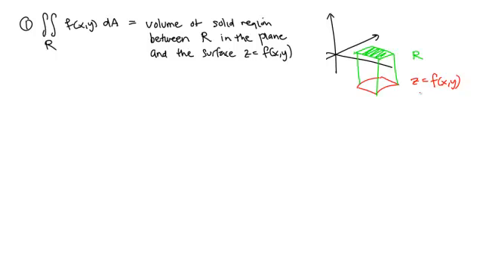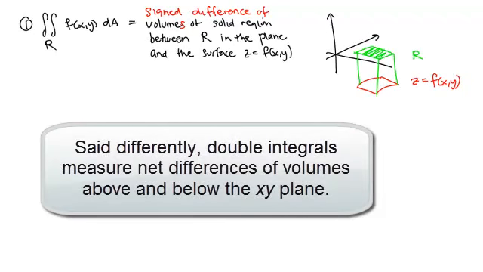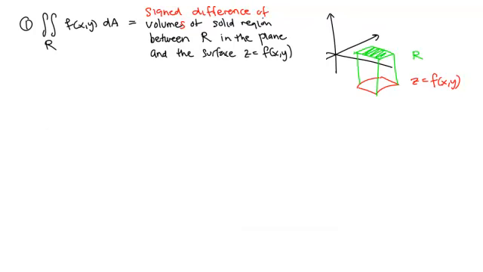So this is just like we had for an integral. This represents the signed difference of volumes formed by the solid between the region R and the plane. In other words, we take the volume of the part of this region above the xy plane, and we subtract the part of the volume of the region who lives below the xy plane.